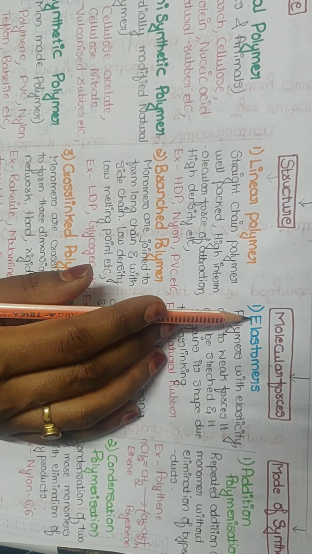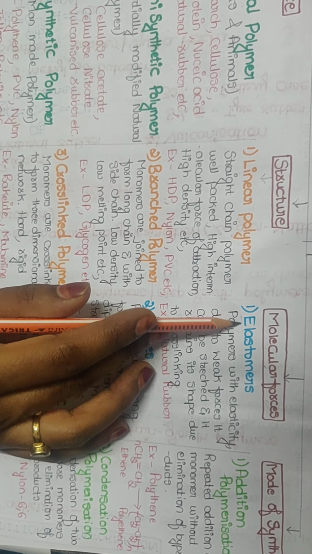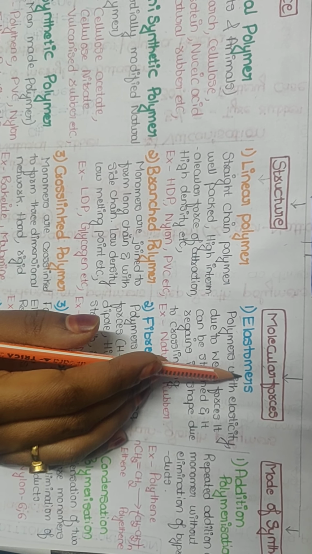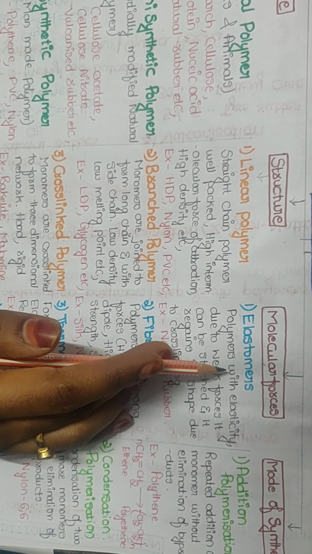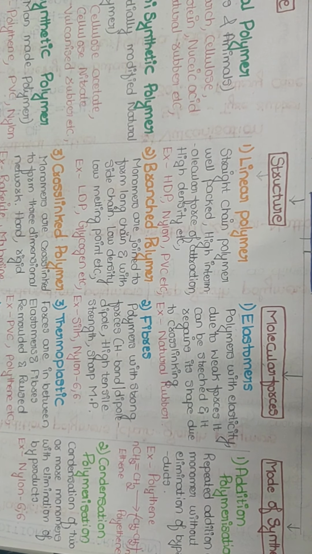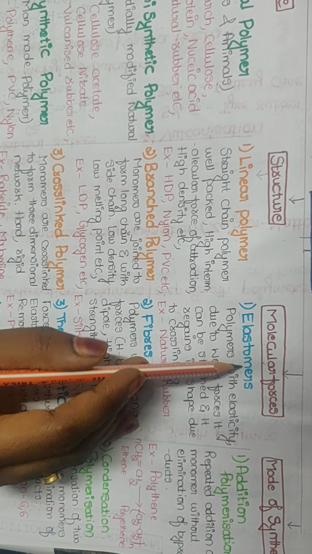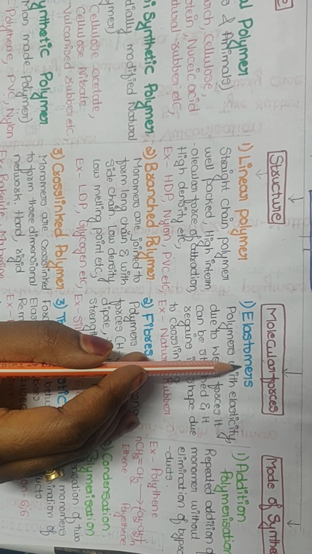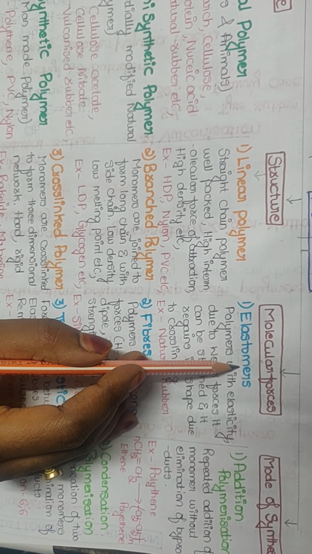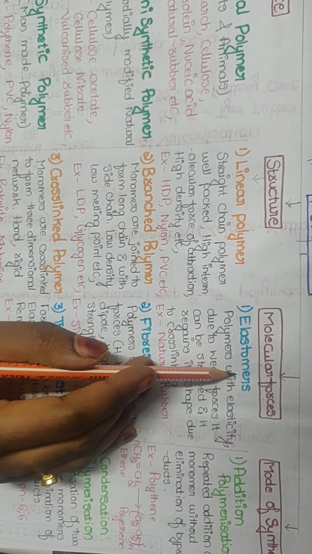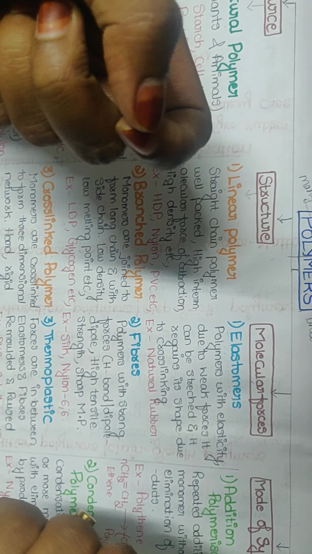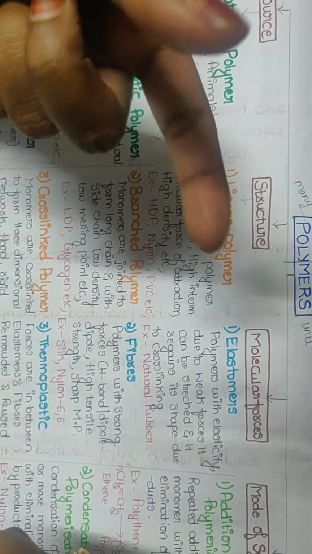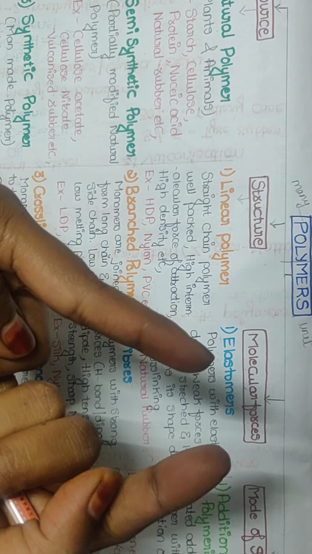Here the word itself is telling: elastomer refers to any polymer which has elasticity as a property. They are called elastomers. I hope you know that rubber is the best example for elastomers. If I take a rubber band and stretch it, it will be stretched, and if I leave it, it will come back to its original position.